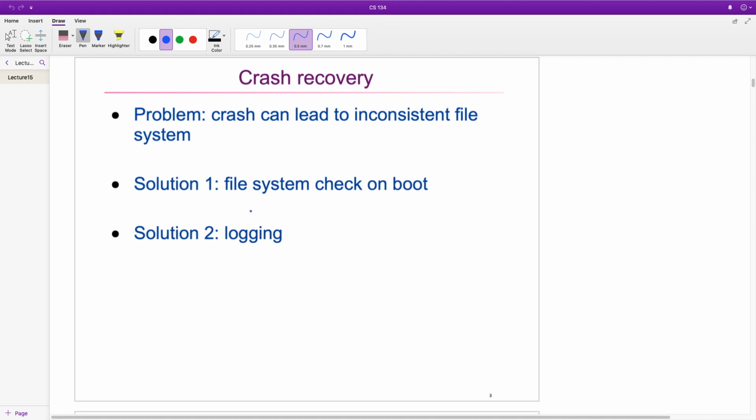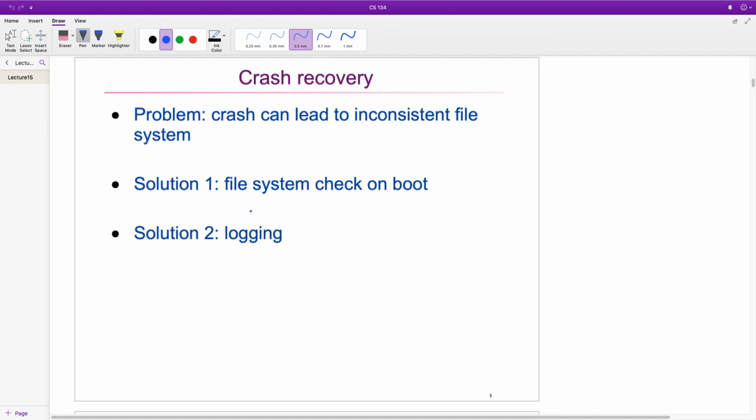What else do we have to update for this brand new file? The free map. What else do we have to update? The directory entry. Right, we've got to update the directory entry. So we've got to update all 5 of those things. And if we don't update all 5 of them, we have potential inconsistency.